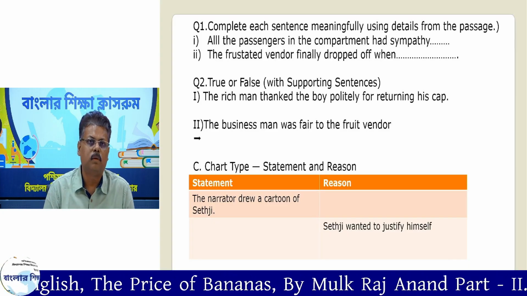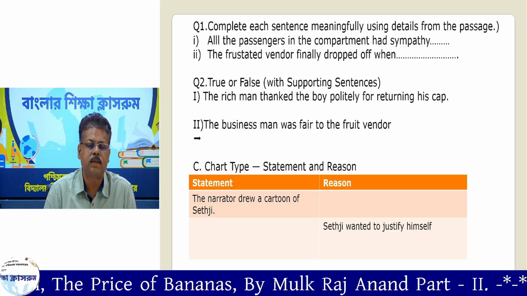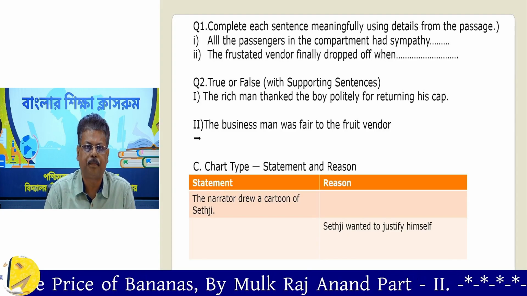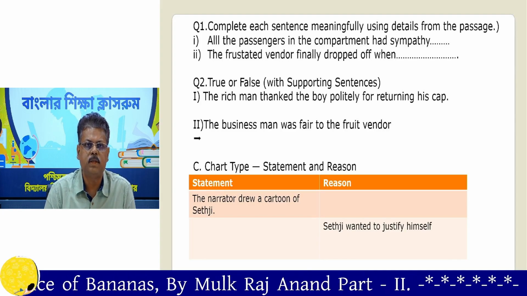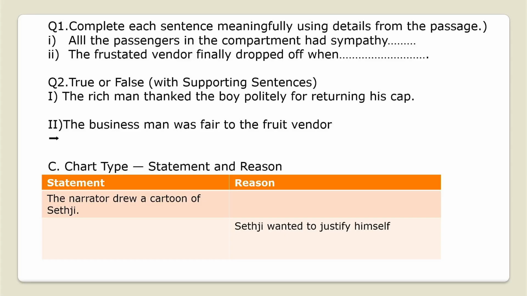So, I hope you have written down the questions. Now let's discuss the answers. The first question is, there is a typo here, it will be "All". All the passengers in the compartment had sympathy. So this is an incomplete sentence. You have to complete the sentence. So what will be the correct answer?